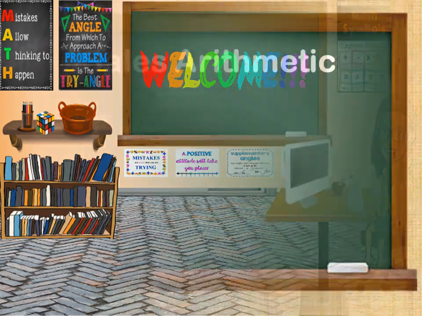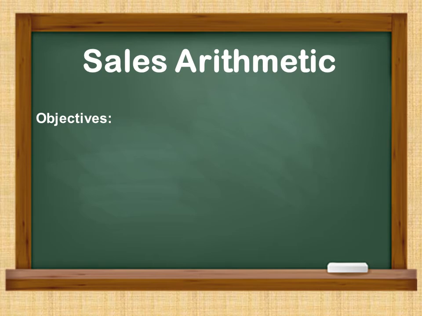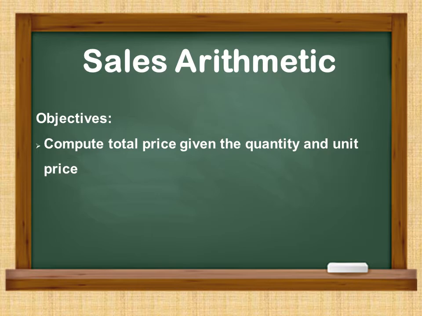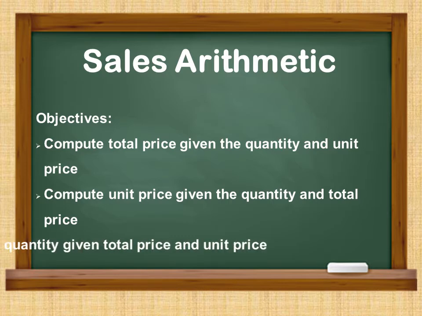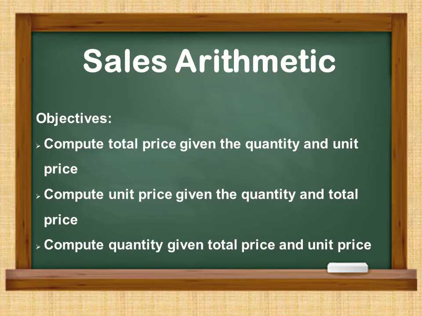Today, we're looking at sales arithmetic. Specifically, we're going to learn how to calculate total price when we're given the quantity and the unit price. We're going to compute the unit price when we're given the quantity and total price, and we're going to calculate the quantity when we have the total price and the unit price.